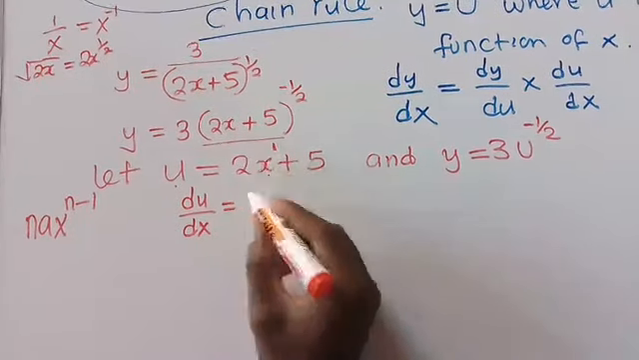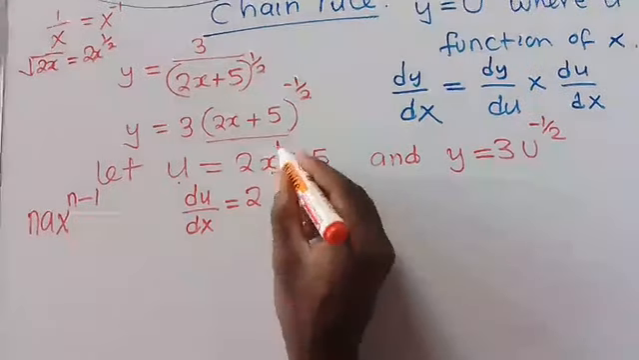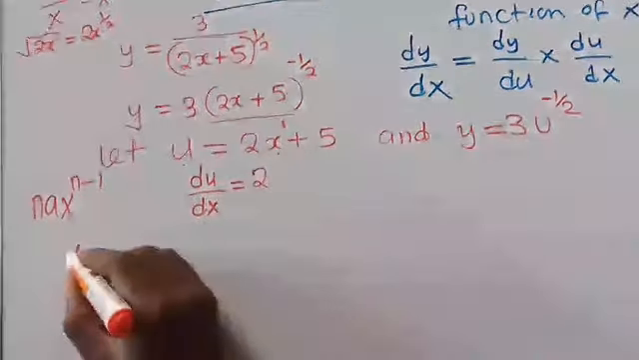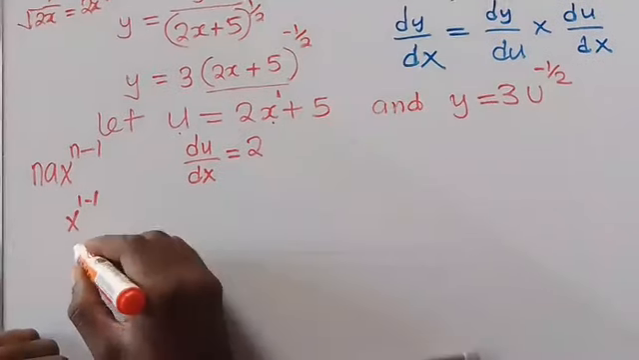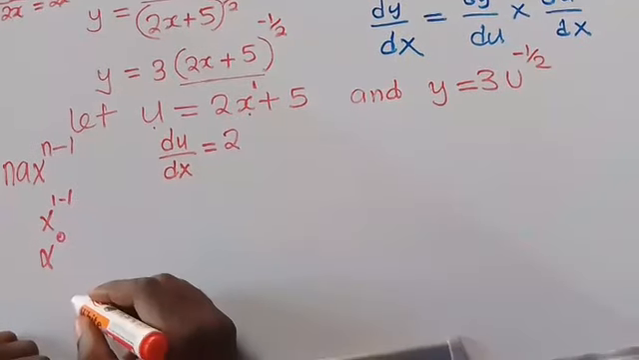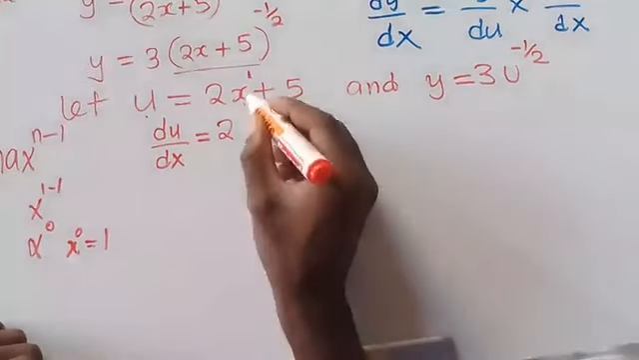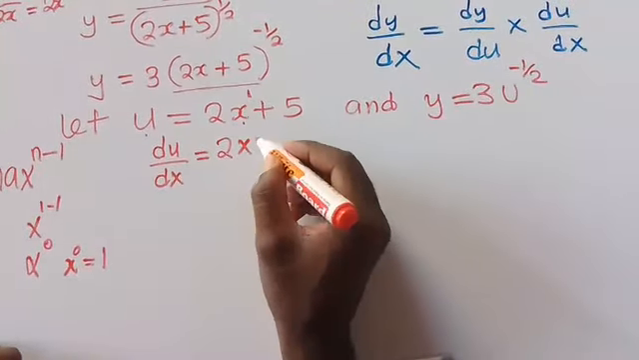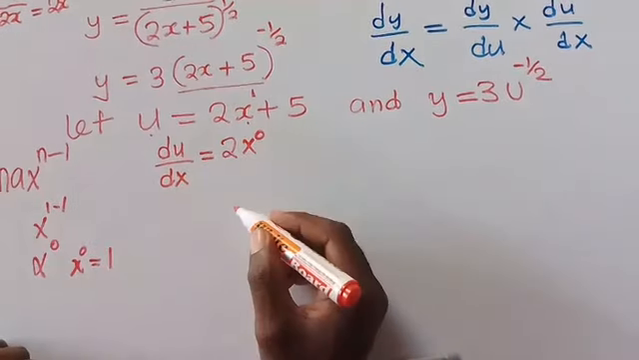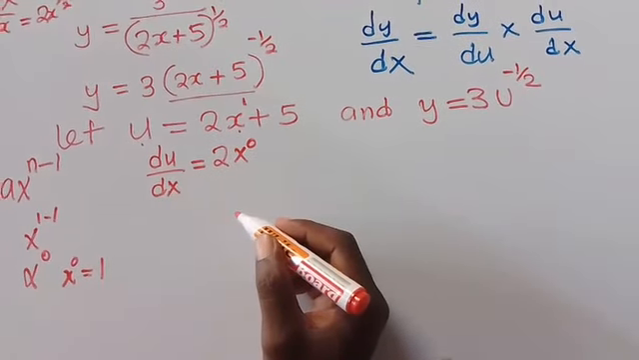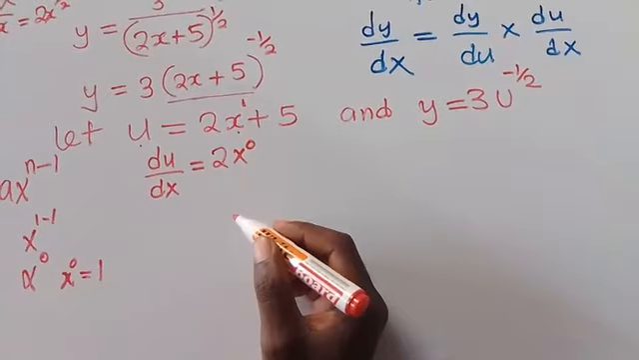So 1 times 2, it's 2. Then x, it's going to be x to the power 1 minus 1, which is the same as x power 0. Then I know that anything to the power 0 is equal to 1. So here, just the same as x power 0, like this.